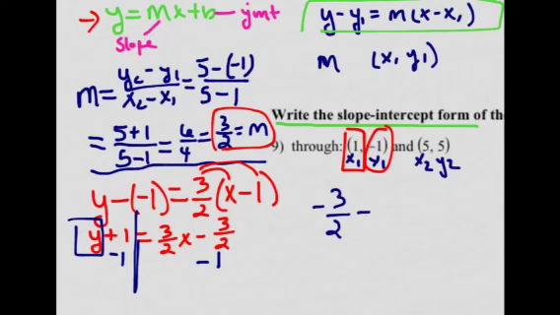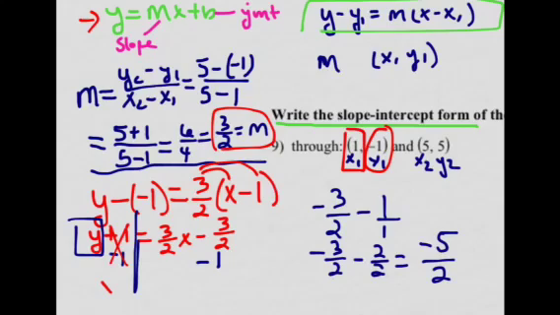Negative 3 halves minus 1. We need a common denominator, which in this case would be 2. So negative 3 halves minus 2 over 2. Remember, when subtracting fractions, you keep the denominator the same and just subtract the numerators. So we get, once this is all done, that will cancel, and we get y equals 3 halves x minus 5 halves. And there is our slope-intercept equation.